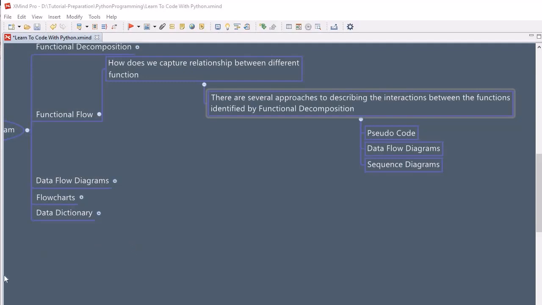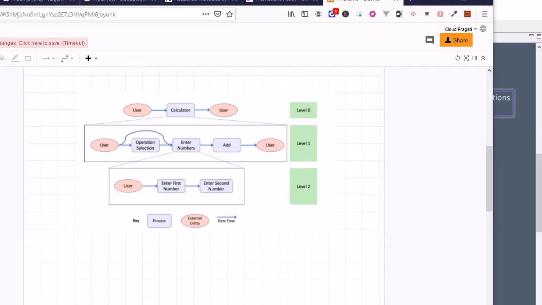So what does a data flow diagram consist of? A data flow diagram consists of a set of inputs, outputs, processes meaning functions, functional flow, data stores, and the terminators. So let's look at an example of a data flow diagram. How does a data flow diagram look? This is the example of a data flow diagram of a calculator.